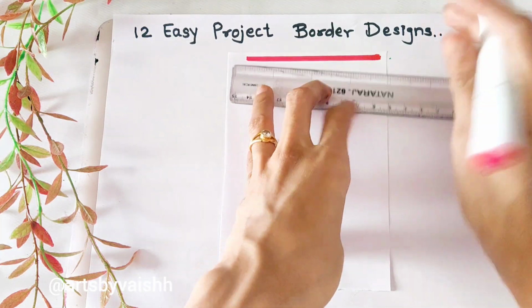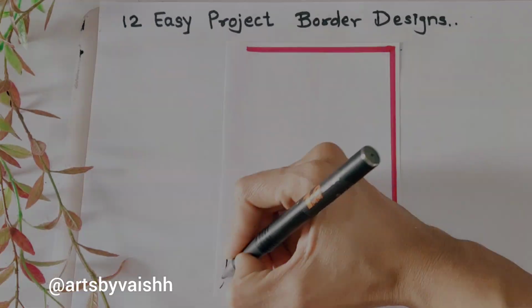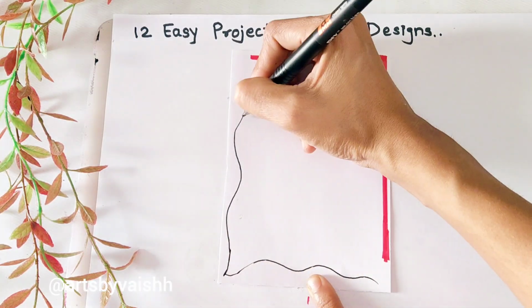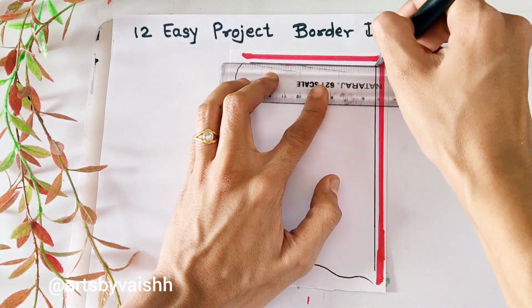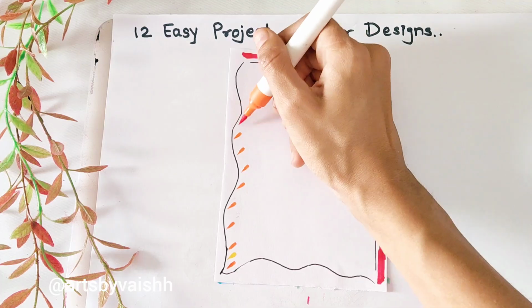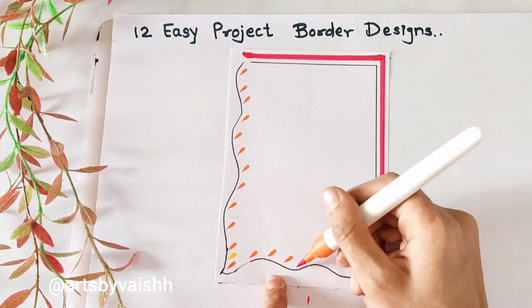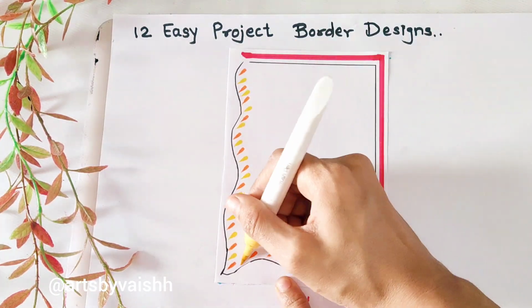Here I am taking red border from two sides. Now I am drawing two wavy lines and a red border covered with simple straight line. And now again I'll draw the leaves with different colors like yellow and red and orange. This brush pen leaves hack, isn't it cool?